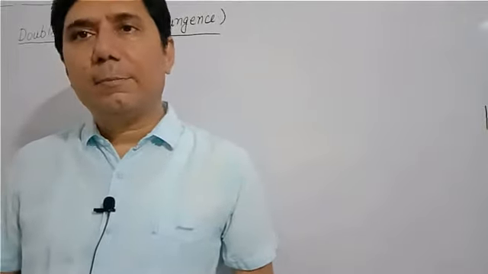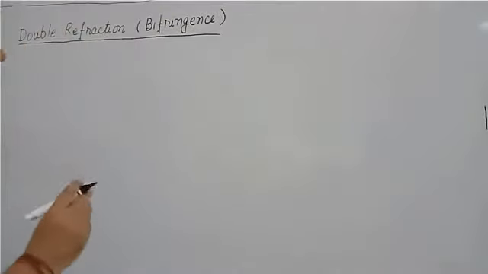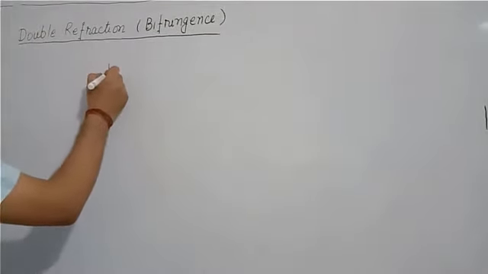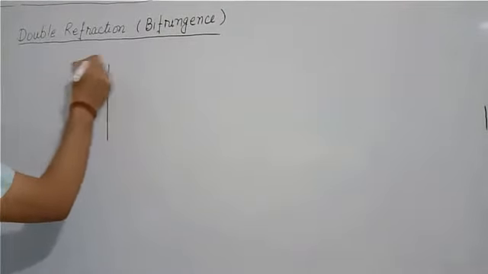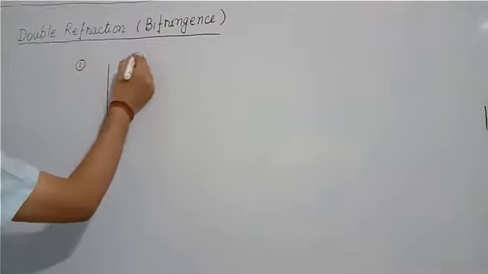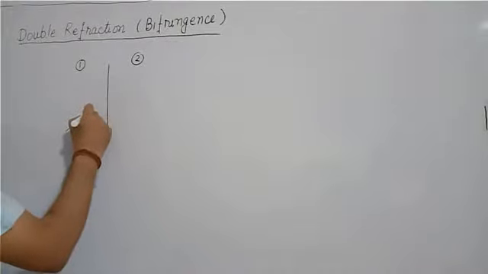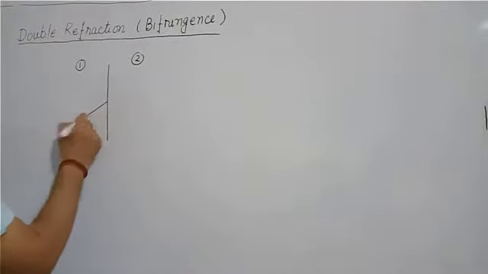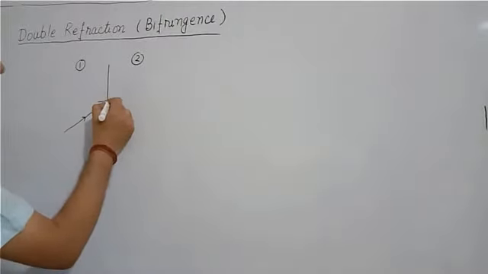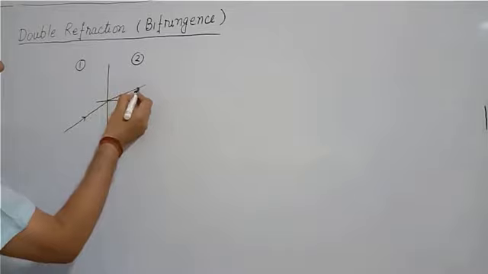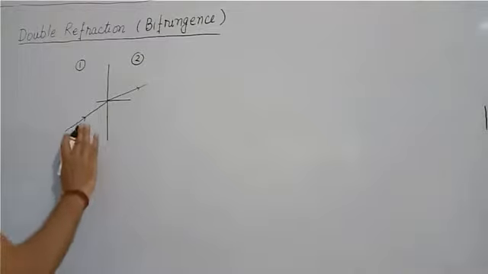Next topic is birefringence or double refraction. Up to this point, we are aware that if we have an interface between two mediums, this is medium number 1 and this is medium number 2. So this is the interface between these two mediums, and a ray of light is incident on this interface. Then at the interface, it will undergo refraction. A part of it will enter into the second medium, and this process is known as refraction.